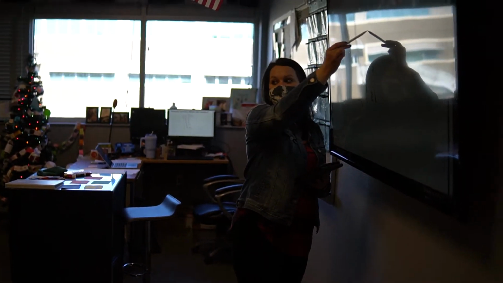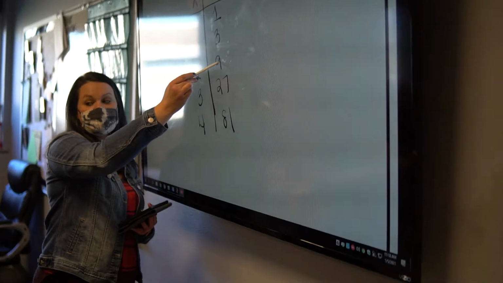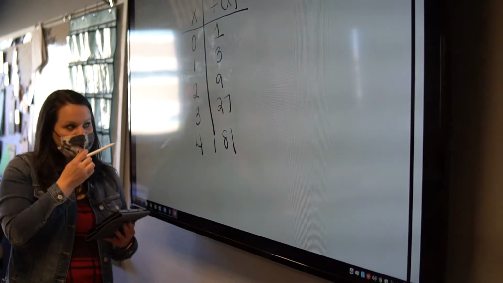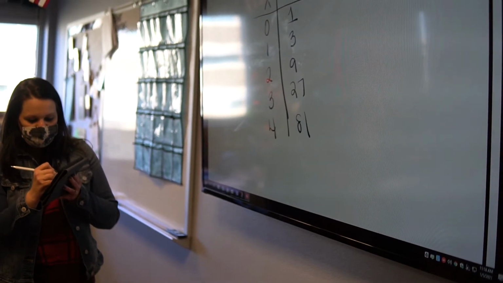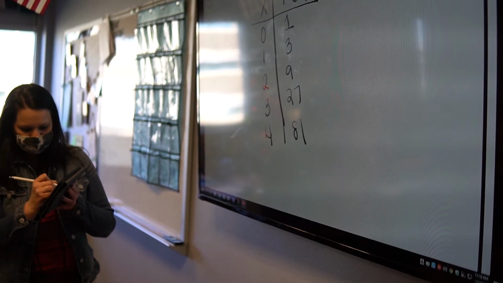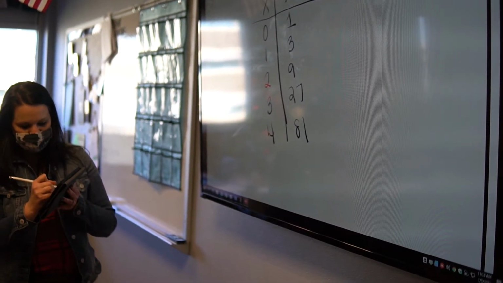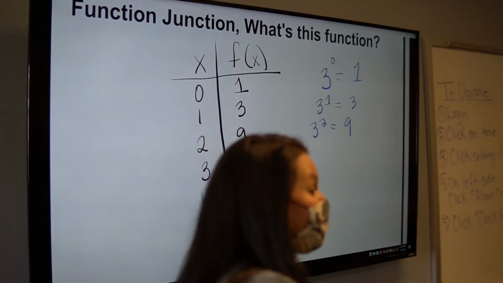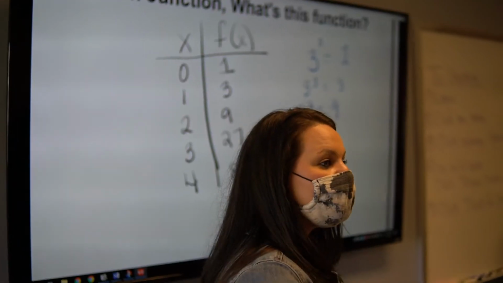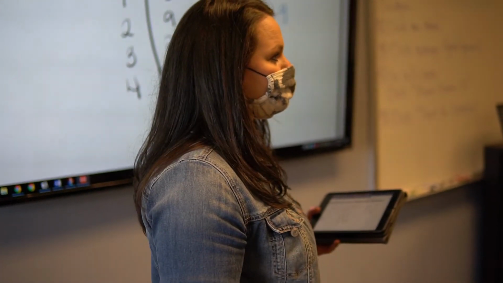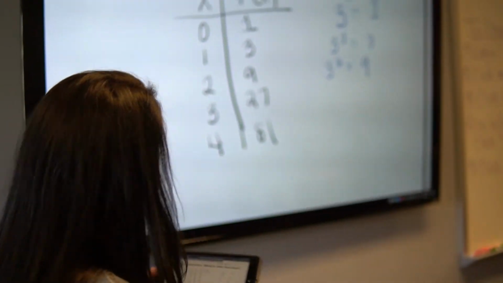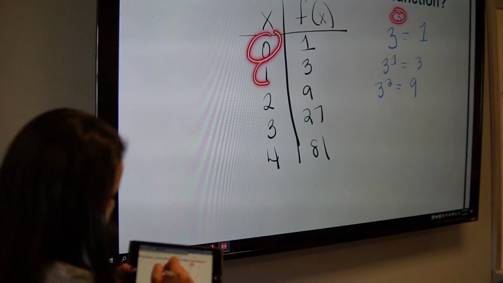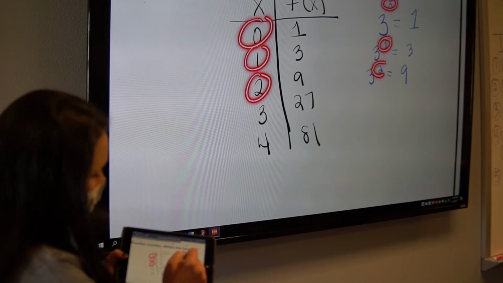1 times 3 is 3. 3 times 3 is 9. 9 times 3 is 27. So what's happening here is I'm taking my x term, and x is actually the exponent. When x is the exponent, what kind of function do we have? Exponential. Notice here that all of my x values are what I just put in the exponent.